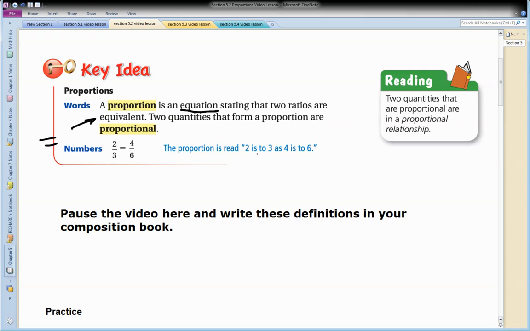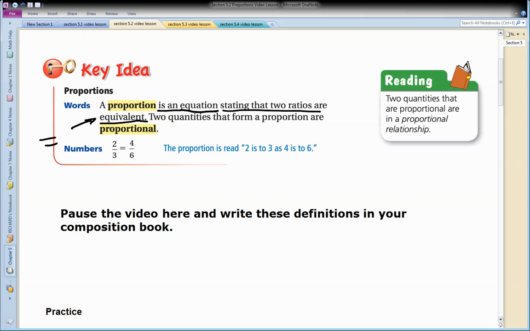So I want you to pause the video here and write this definition in your composition book. If you're watching Edpuzzle, the video will pause automatically. And the definition I want you to write down is just the first sentence. That's all you need to write in your composition book. So the video will pause now.